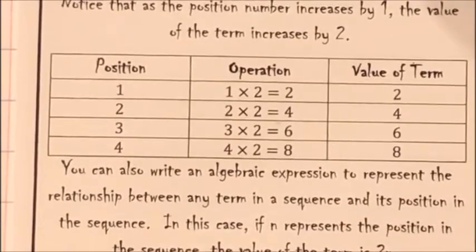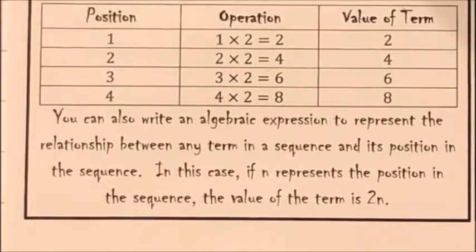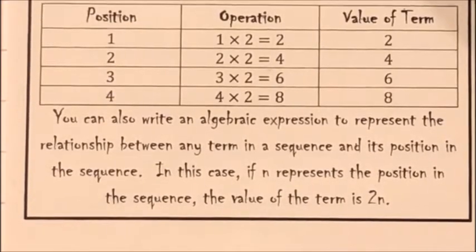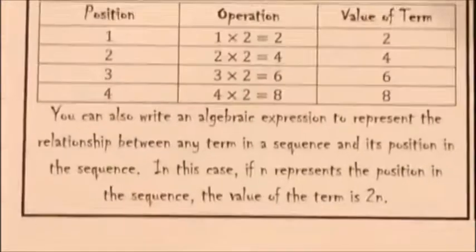Okay? You can also write an algebraic expression to represent the relationship between any term in a sequence and its position in the sequence. In this case, if n represents the position in the sequence, the value of the term is 2n. Okay? Part of the reason that we can do this is multiplication is repeated addition. So I'm adding the same thing every time, but you can shorten that with multiplication, okay? So that's where the 2n comes in.